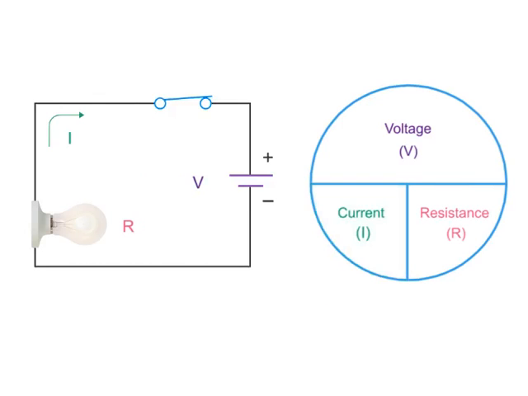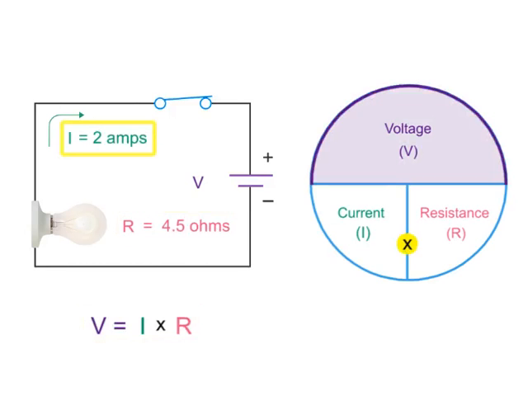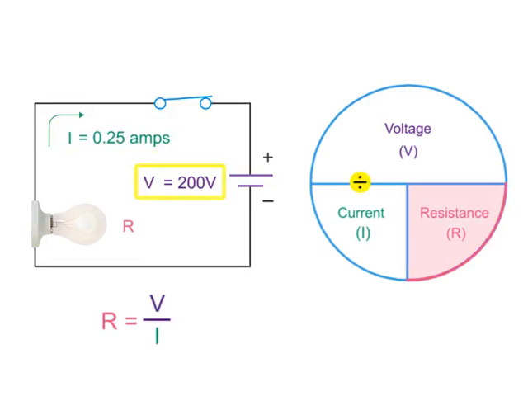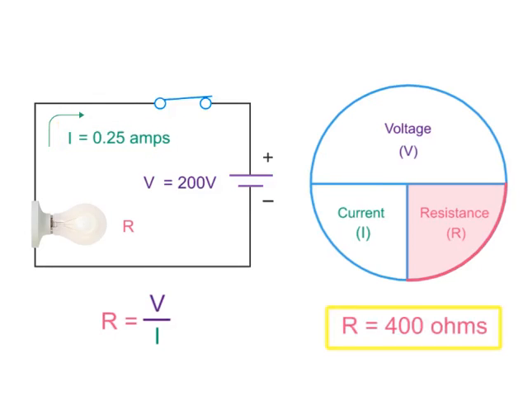Using the Ohm's law circle, if you know the values of any two variables, you can solve for the third. If you have a current of 2 amps and a light bulb with a resistance of 4.5 ohms, the voltage would be 2 times 4.5, or 9 volts. If you know the voltage in a circuit is 200 volts and the amps is 0.25, then 200 volts divided by 0.25 is 400 ohms.